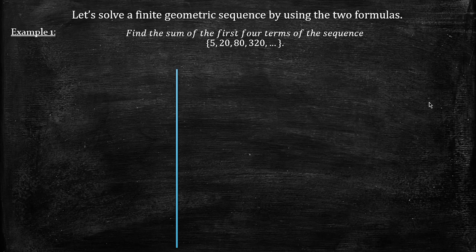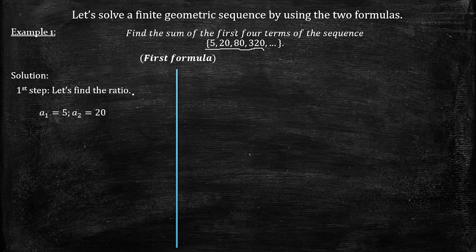Example number 1, find the sum of the first 4 terms of the sequence. So, 5, 20, 80, 320. So, kukunin natin yung first 4 terms, the sum of the first 4 terms. So, first formula yung gagamitin sa solution. First step, let's find the ratio.